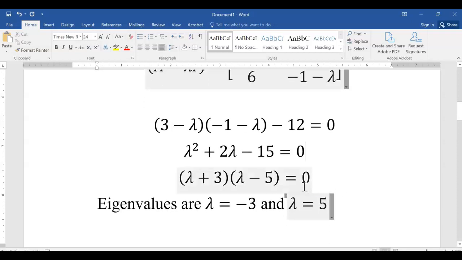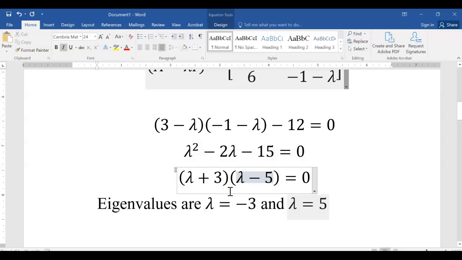Oops, now something's off here. Yes, I think I did that wrong. No, I'm sorry, I had my equation right, I just didn't simplify it right. So 3 times negative lambda is negative 3 lambda. Negative 1 times negative lambda is a positive lambda. Negative 3 plus 1 is negative 2. So yes, lambda squared minus 2 lambda minus 15. That's what we're getting.